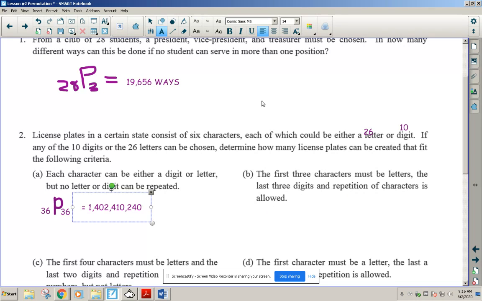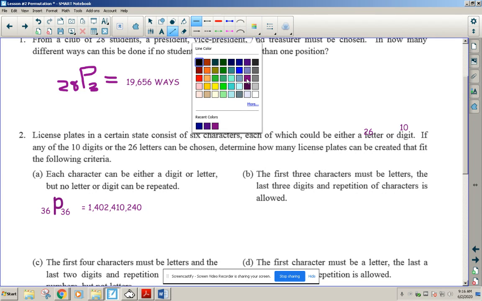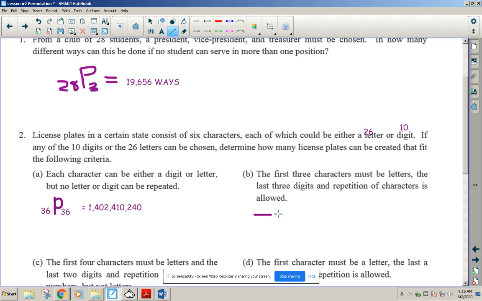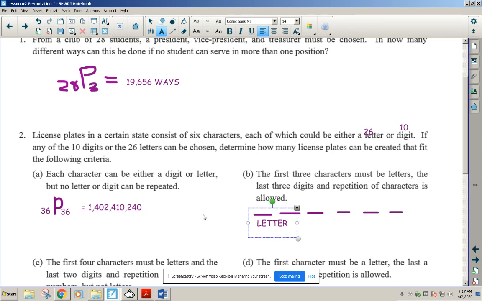Now they're putting some conditions on us, and so here's where I'm going to draw some bars. The first 3, these are letters, and then these 3 are digits. Now, the reason I'm doing this is because I want to really go through it with you. So now I'm going to have to write with the pen, and let's hope I can do this neatly.